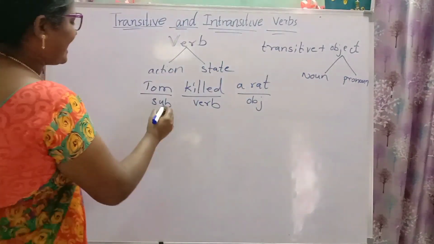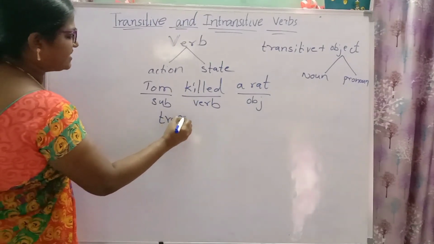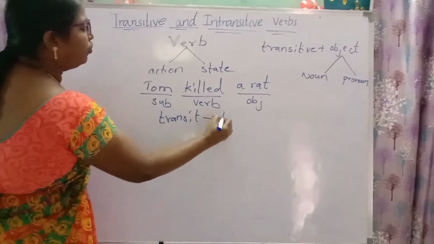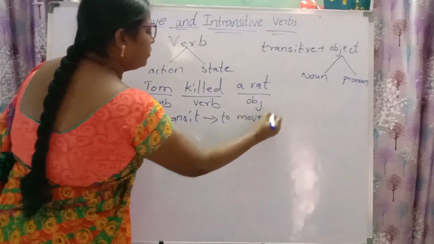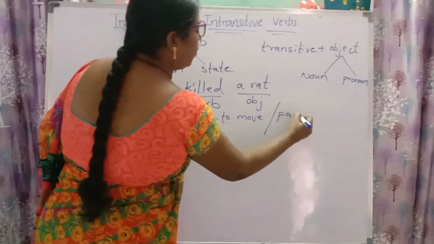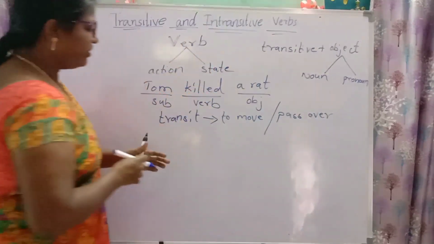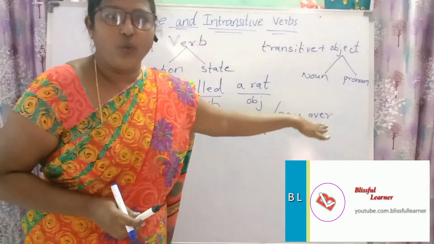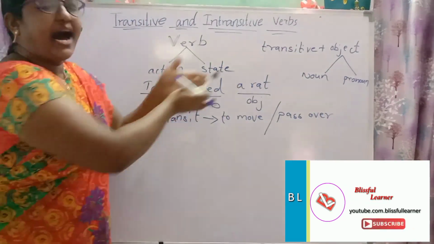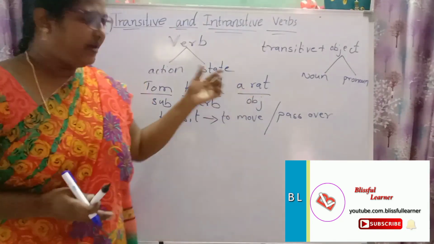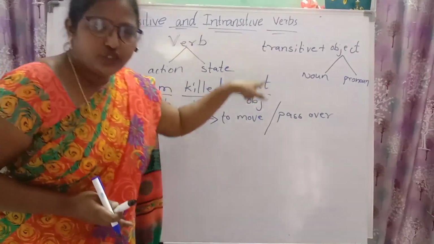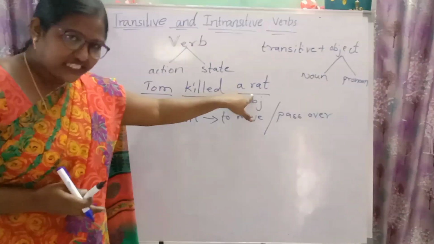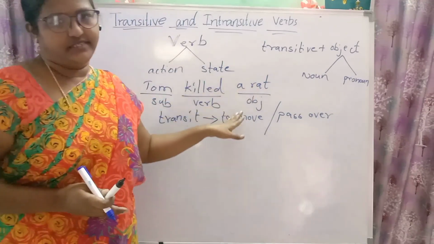The meaning of transit itself is to move or pass over. The action passed over to the object. The action moved to the object. So the verb which has an object is called a transitive verb.